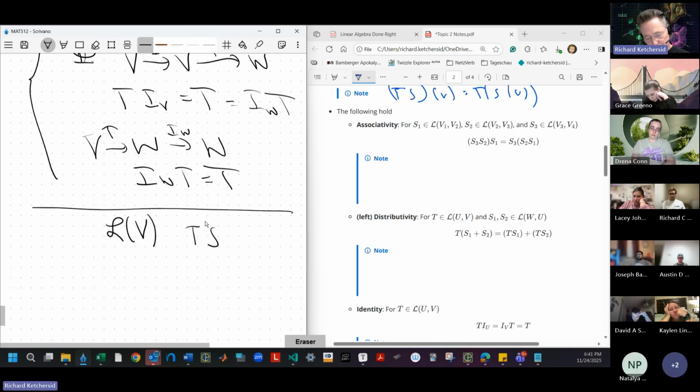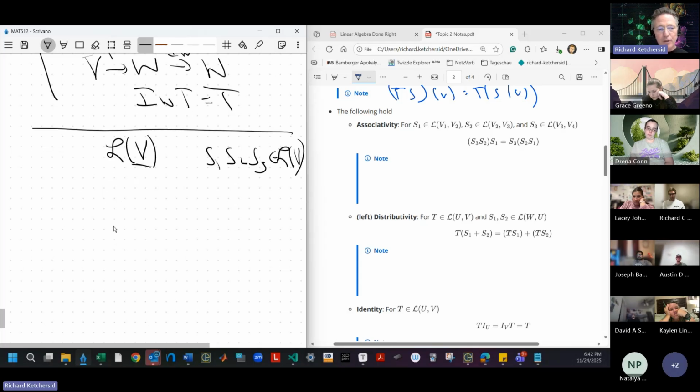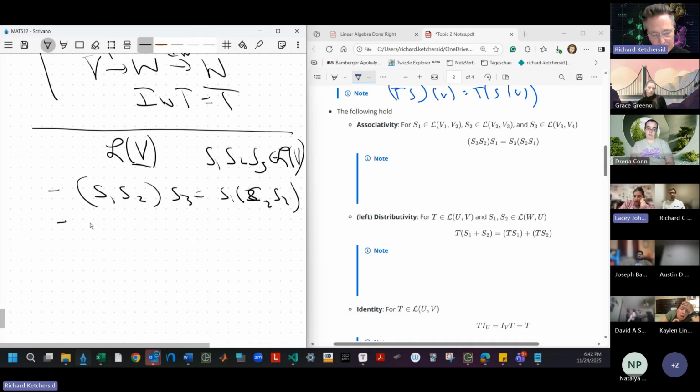Let's take three things, right? Let's take S1, S2, S3 in L(V). So their operator is just on one space, right? Then you don't have to be as careful about the order anymore, right? Because now everything's going from V to V, so the compositions also go from V to V. So you get the usual same kind of thing, S1, S2, S3, but here I can flip these around without having to worry about what I'm doing too much.